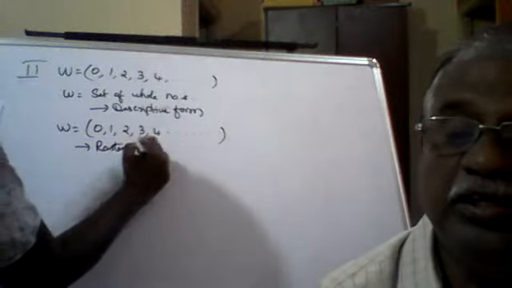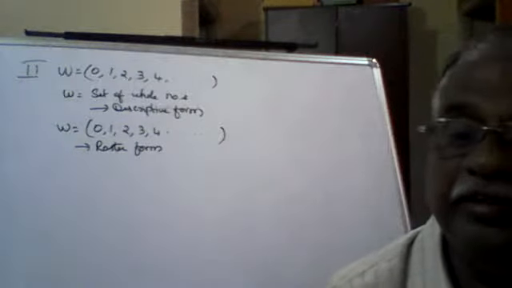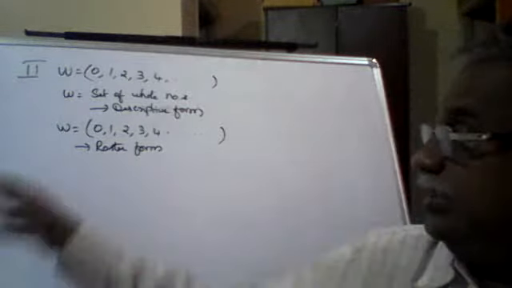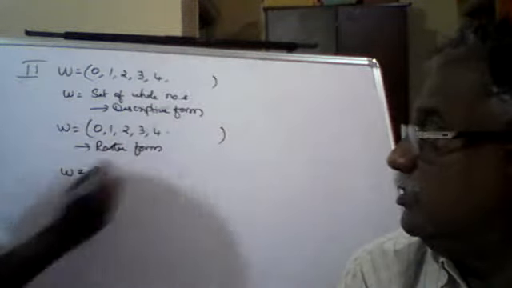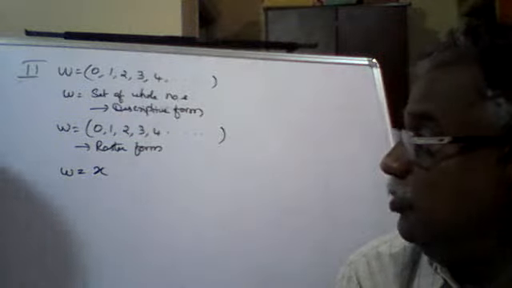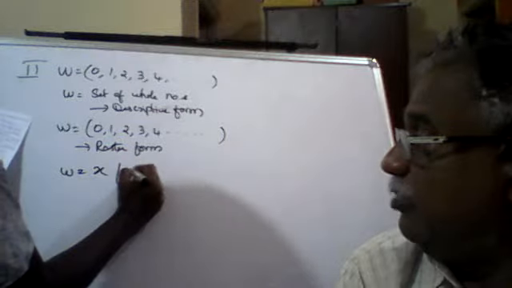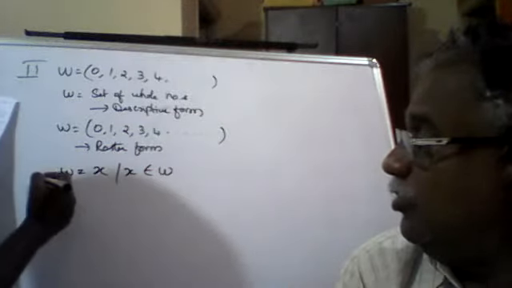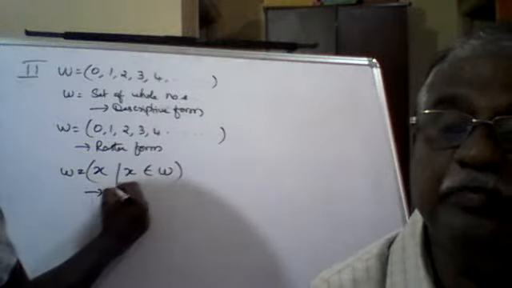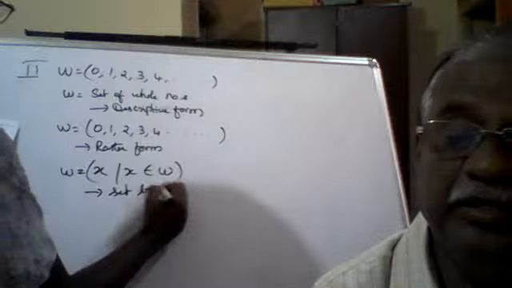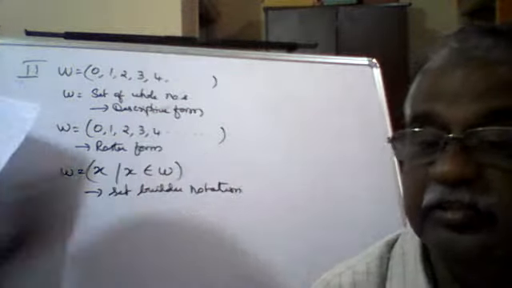Roster means a kind of attendance which is used in schools and colleges. In factories and industries, they call it roster. Again, write W equal to {x / x belongs to W}. Put a bracket. This is called set builder notation. Just slash and write x belongs to W, and close the bracket. The third one, set builder notation, is much used in modern days. It's a shortened form.